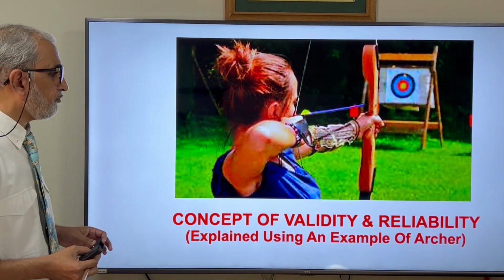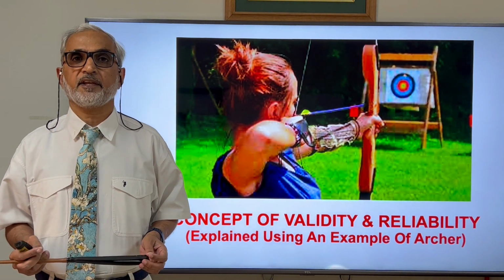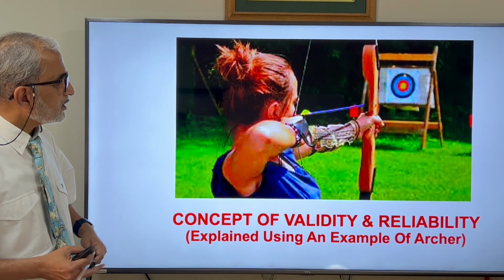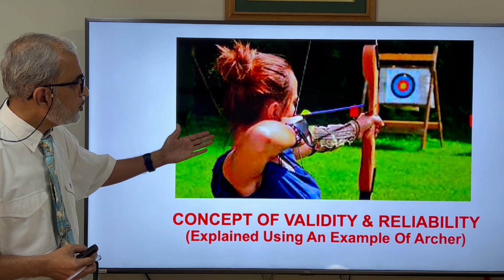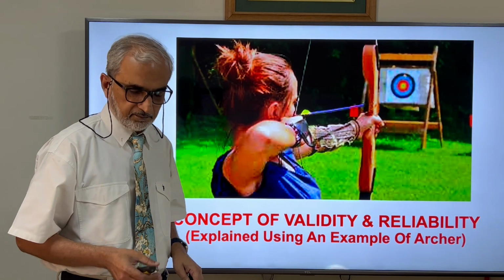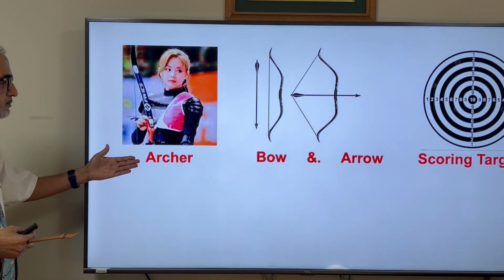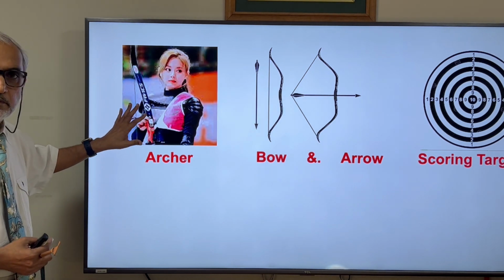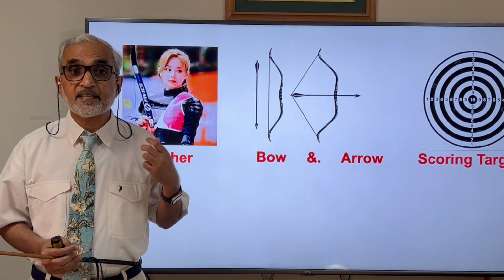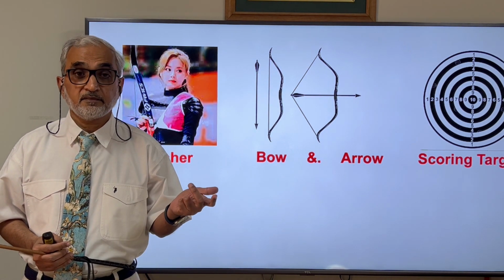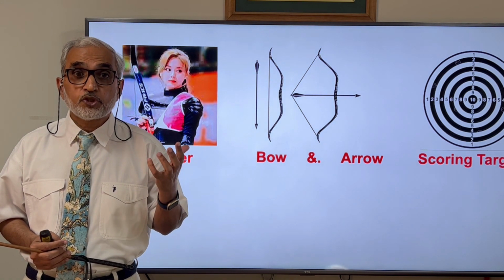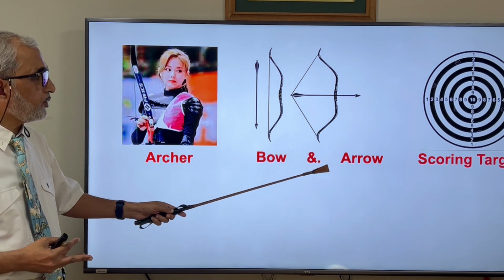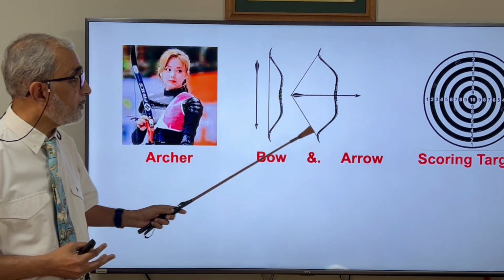Let me first explain the concept of validity and reliability. And to explain this, let me use an example of an archer. You see, this is an archer. This is the target, and this archer is using bow and arrow, aiming to hit the target. So you are an archer, you have bow and arrow, and one has a scoring target. Let us suppose this is a student, and the student has received training, has learned the knowledge, the skill, and the attitude required to be a very good archer. And obviously this archer has learned to use bow and arrow and to fire this arrow using the bow on the target.